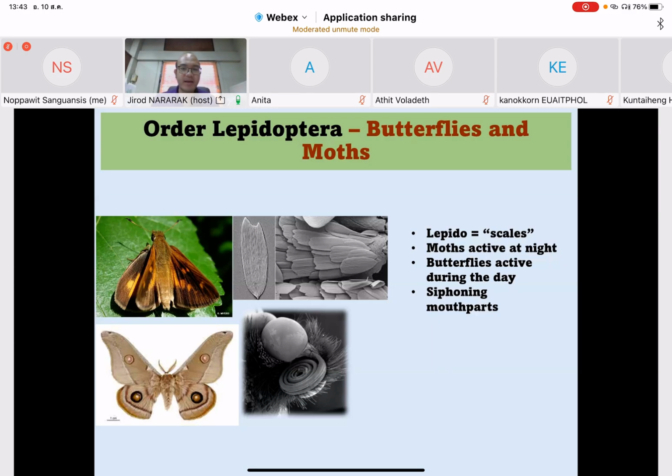In Lepidoptera they have butterfly and moth, so you will learn more detail about this order next week. Moths are active at night and butterflies are active during the day, and they are separated mostly by antenna, but we will cover even more details next week for this order.